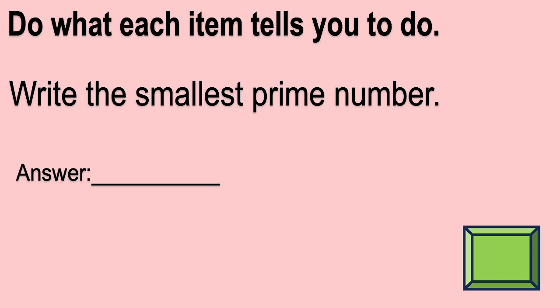Quiz time. Let's answer this. Do what each item tells you to do. You only have 5 seconds to answer. Write the smallest prime number. Start now. Time's up. The answer is 2.